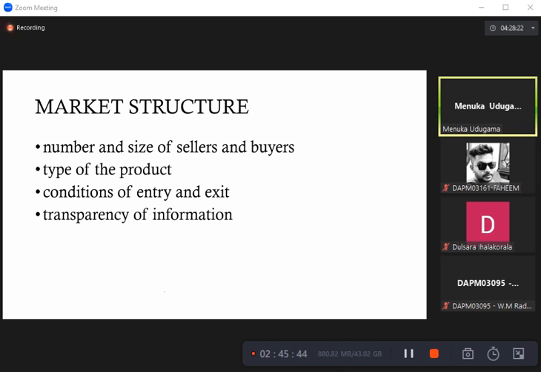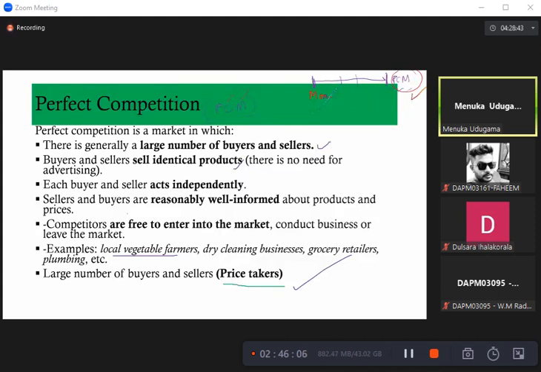In some markets, entry, exit and information are all transparent. So on that premise, or based on those characteristics, we can see four key types of markets. Now we are only discussing four, but there could be other categories, but mainly there are four categories of markets.